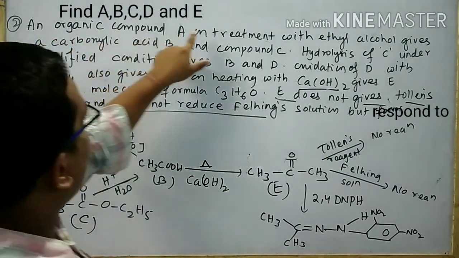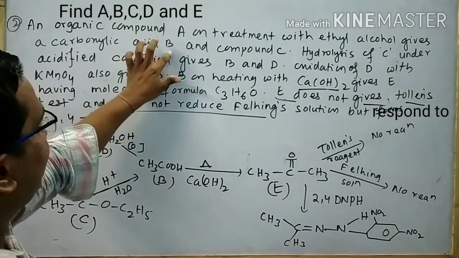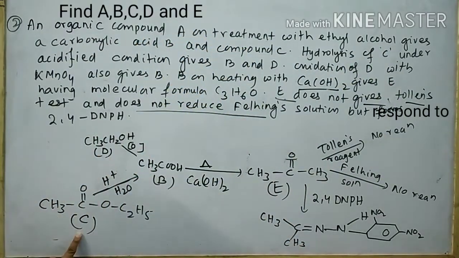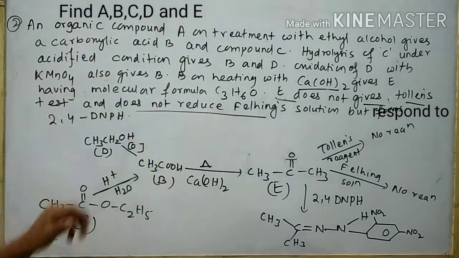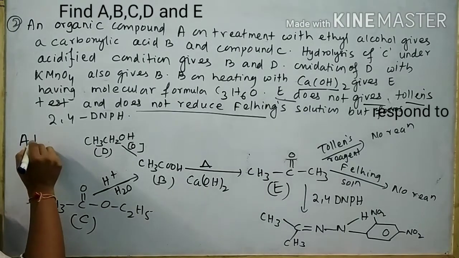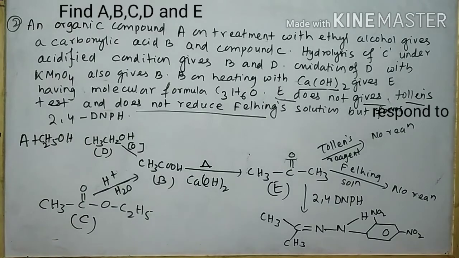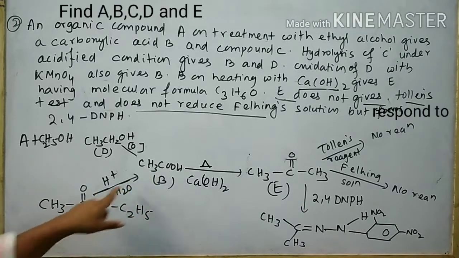An organic compound A on treatment with ethyl alcohol gives a carboxylic acid B and compound C. C can be formed by the hydrolysis of compound A. That means when A undergoes reaction with ethyl alcohol, that is C2H5OH, it gives C and also B. These are the two products.